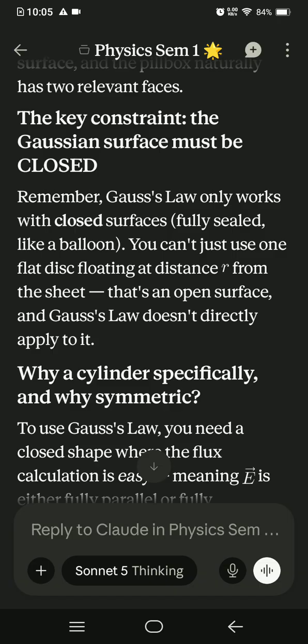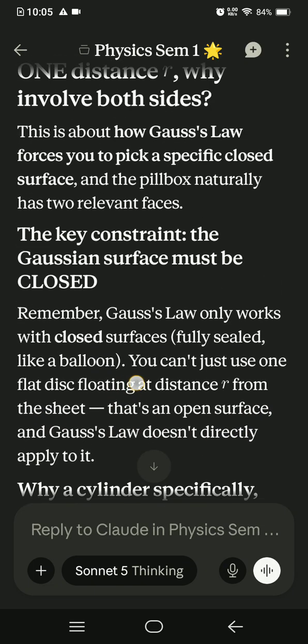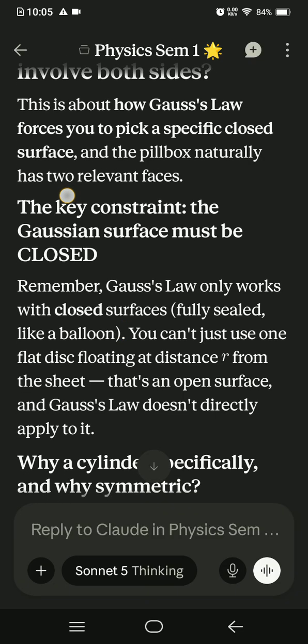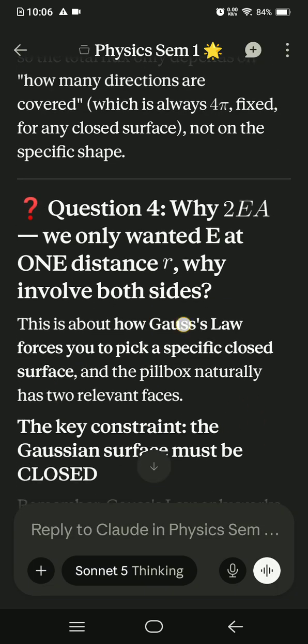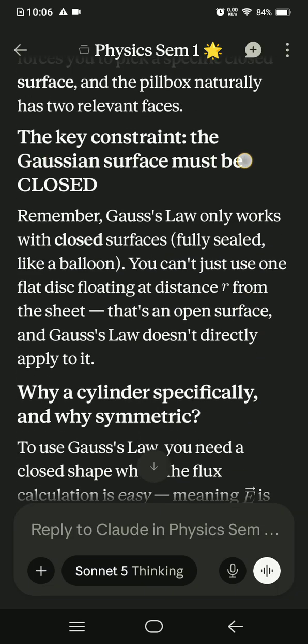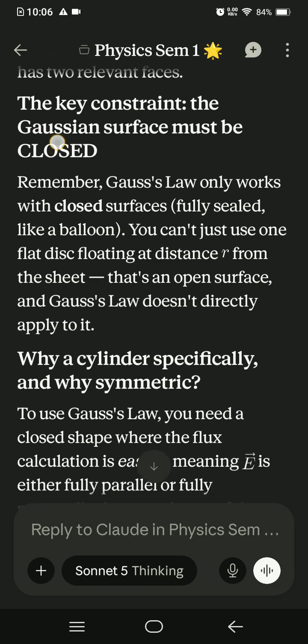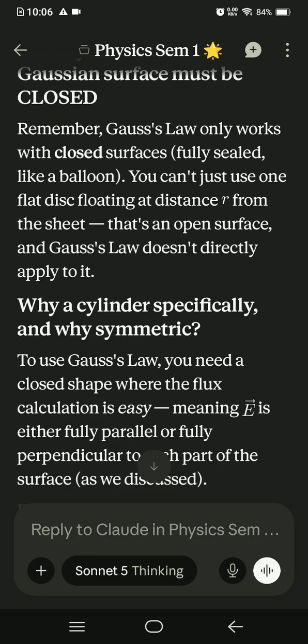तो उसे मतलब उसको पूरा complete लाइक फील्ड लाइन से बाहर लेने की क्या ज़रूरत थी? उसको फील्ड लाइन के ऊपर भी तो रख सकते हैं। This is like the field line, then इसके ऊपर भी तो सिलेंडर आ सकता था instead of completely crossing it. तब भी एक कंडीशन फुलफिलमेंट, तब भी ये पूरी हो जाती। The question: surface must be closed. Remember, Gauss law only works with closed surfaces, fully sealed like a balloon. You can't just use one flat disk floating at distance r.